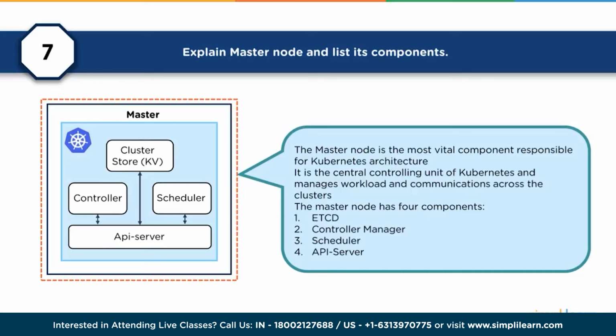So the master node is comprised of 4 key components. There's the cluster store, the controller manager, the scheduler, and the API server. So 4 key components. Remember, 4 fingers, 4 components.